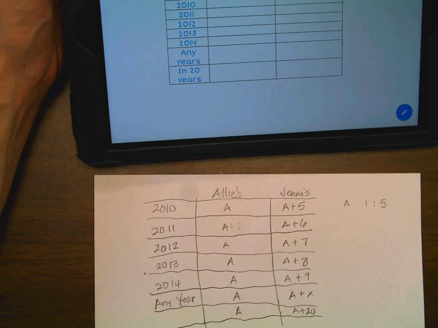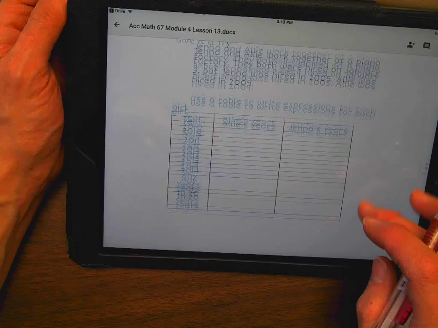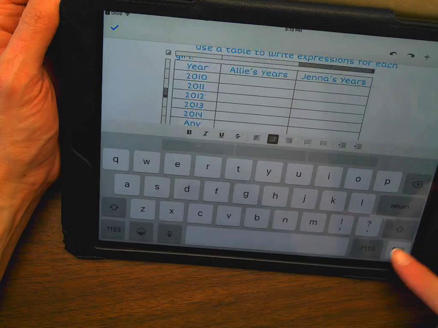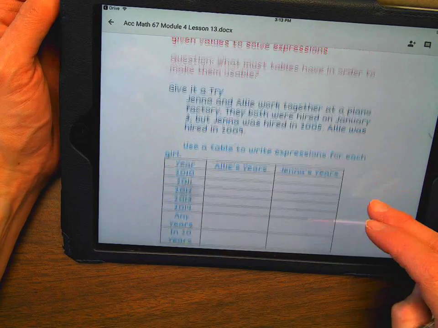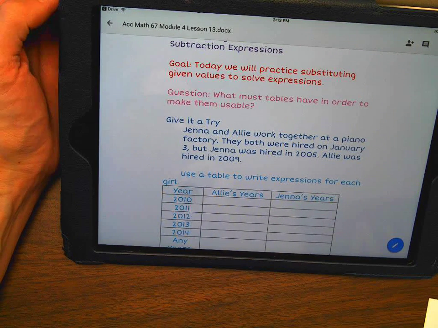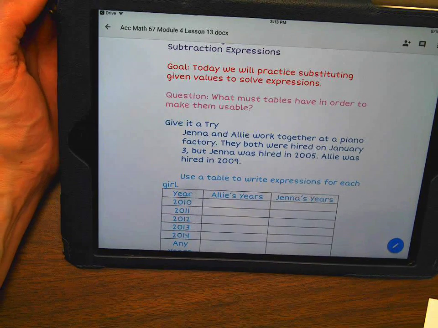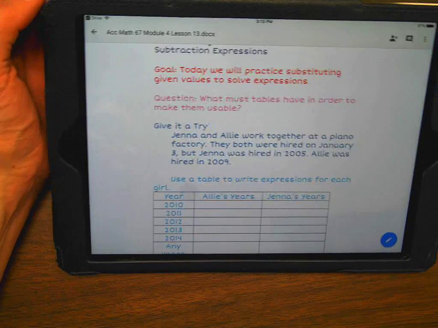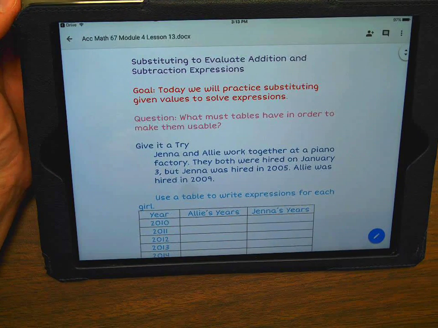These are the kinds of things you're going to work with when you're doing your practice problems in class, and we'll work some more on it to make sure that we understand what the expressions are asking us to do. So let's go back to our goal. Today we will practice substituting given values to solve some expressions, and sometimes using a table can help you. Like I said, we'll work some more with it in class, and hopefully it will be super easy for you.